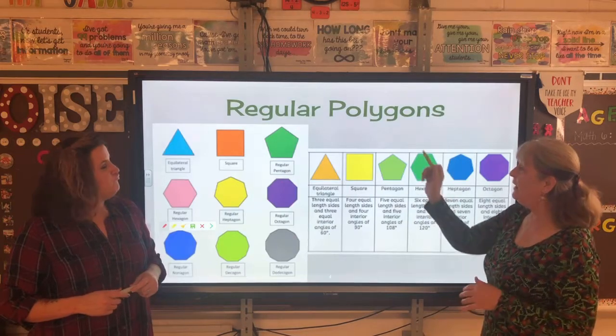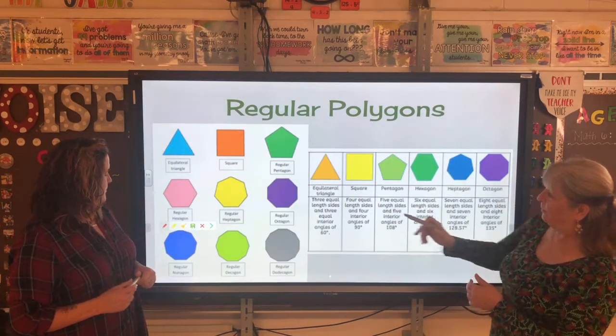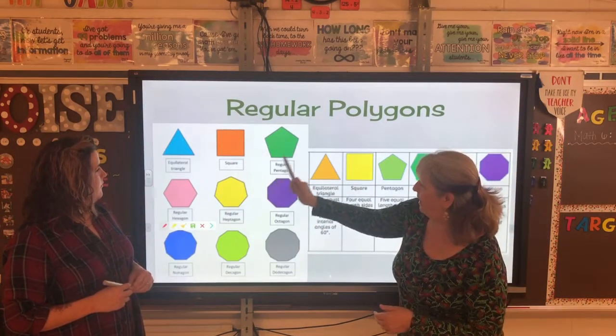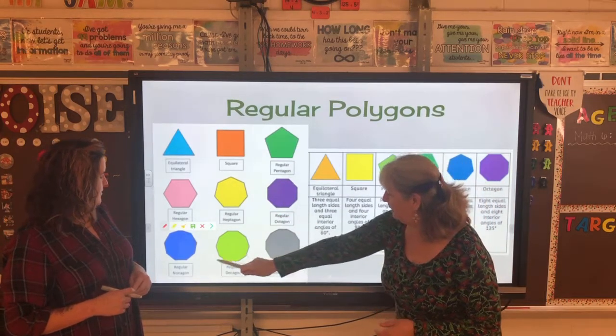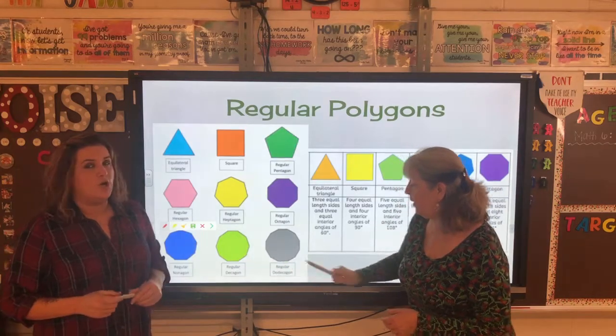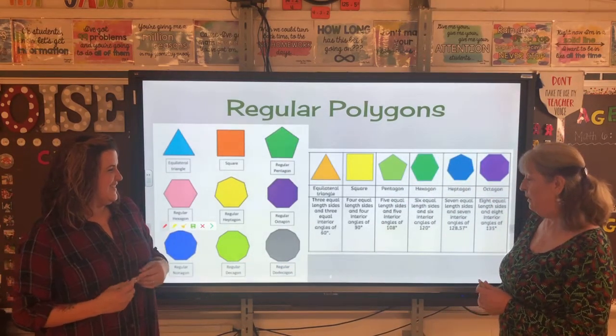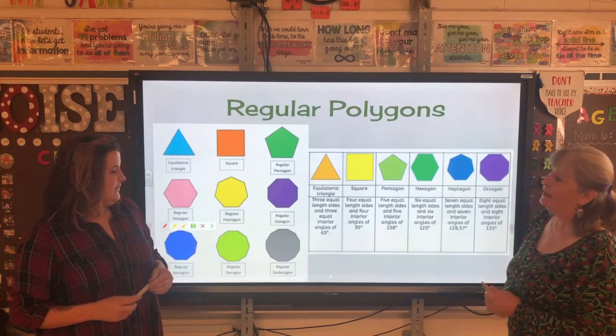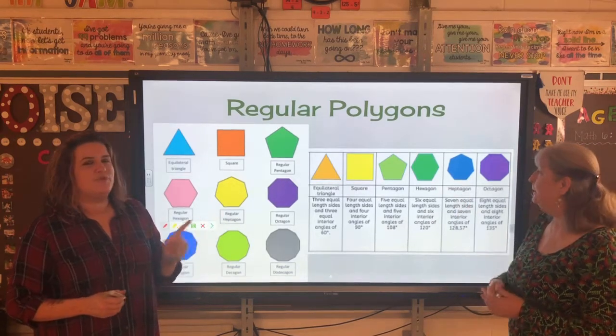So anyway, here are some examples of them: 3-sided, 4-sided, 5, 6, 7, 8, 9, 10, and then 12. We actually jumped from 10 to 12. Dodecagon, because it's not a hedron. A dodecahedron would be three-dimensional.